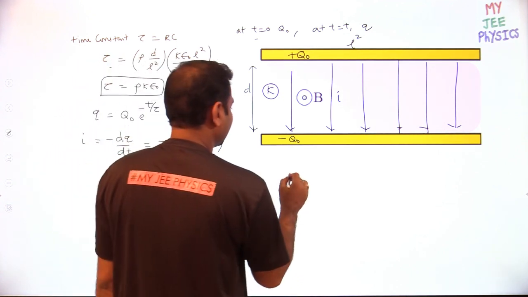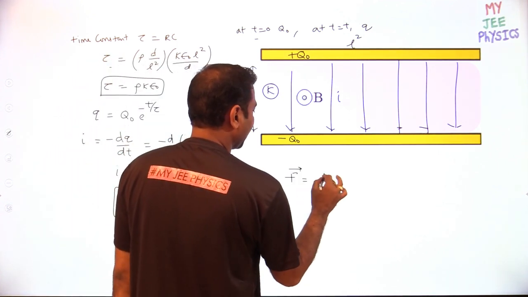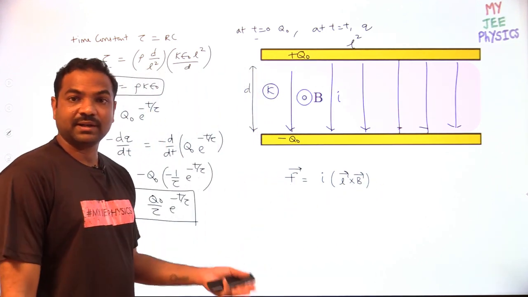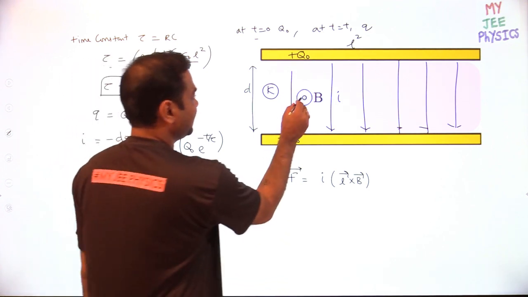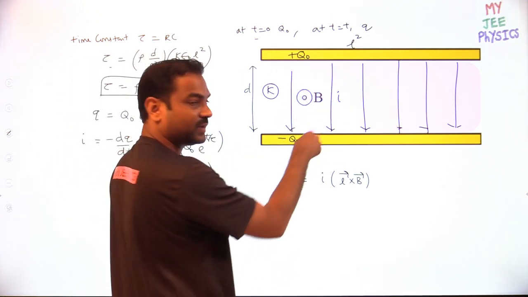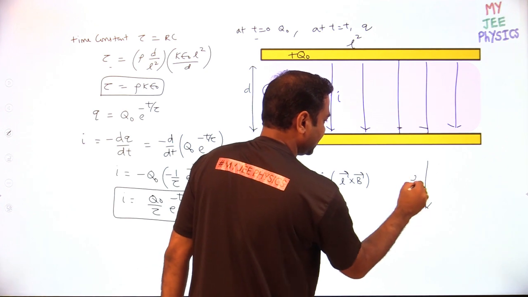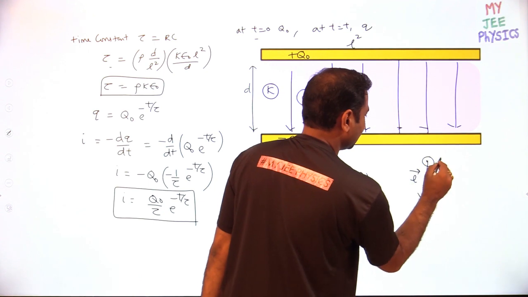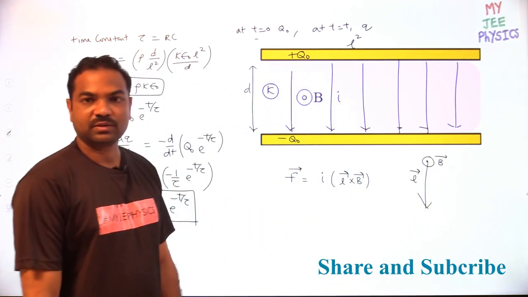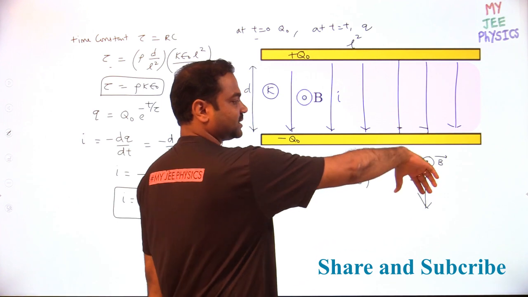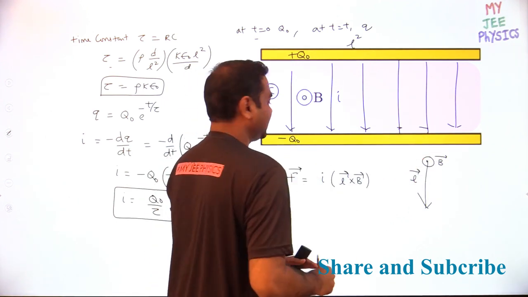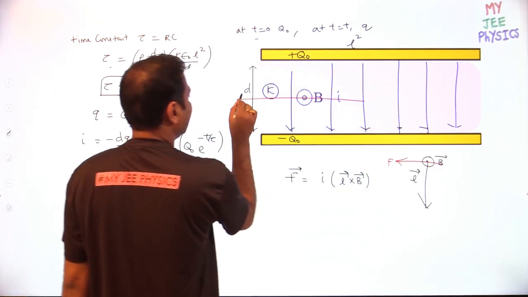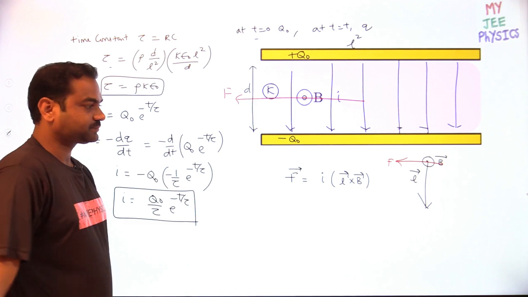What is the force acting on the dielectric? Force is equal to I into L bar cross B bar. This is the force acting on any current carrying conductor inside a magnetic field. See here, the magnetic field is out of the board and the current is downward. The L bar is taken in the direction of current, and the magnetic field is out of the board. Then L bar cross B bar gives a force towards the left. So the dielectric will be pulled towards the left side.